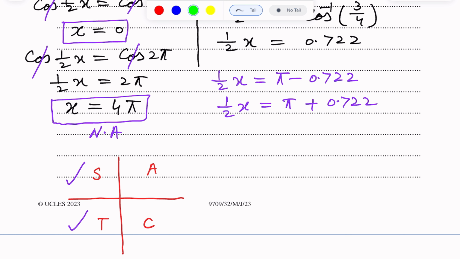When we calculate x, from here the value of x is pi minus 0.722 multiplied by 2. We get x is equal to 4.84, which is the answer.